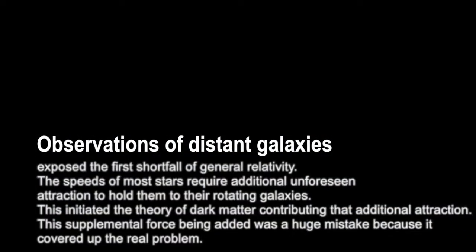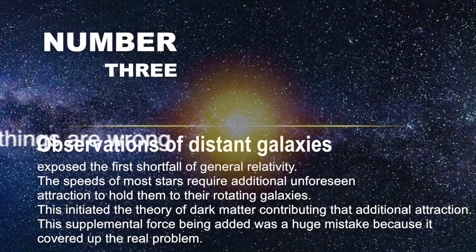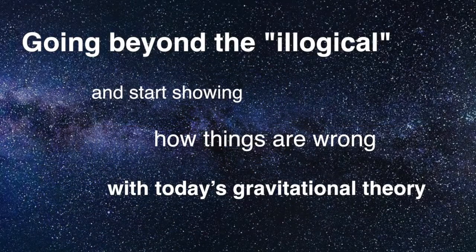This episode will explore problem number 3, the concept of dark matter's additional attraction being used to solve the observed shortfall of general relativity at the galactic scale. We're going to go beyond calling things illogical and start showing how things are wrong with today's gravitational theory.